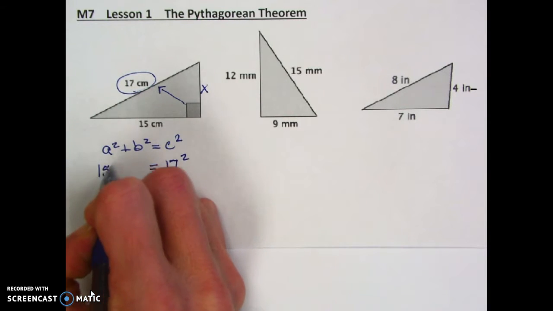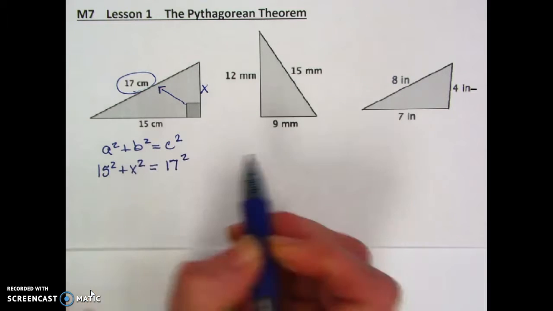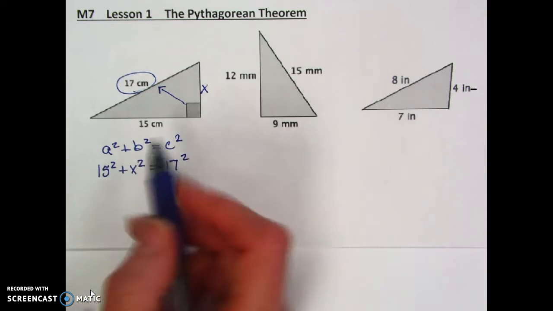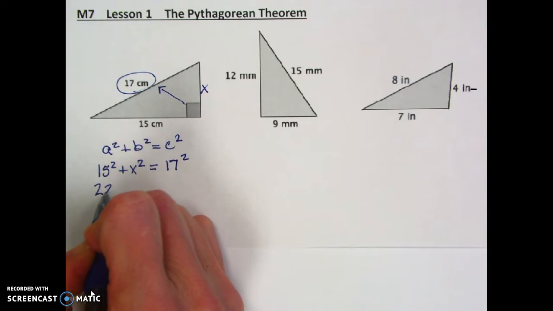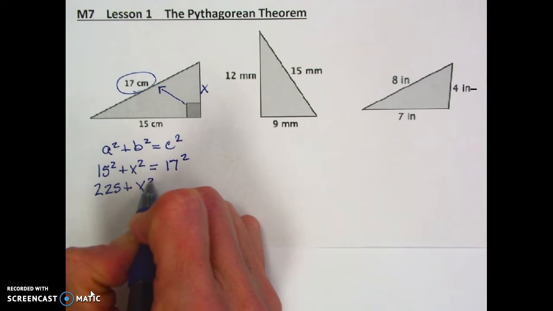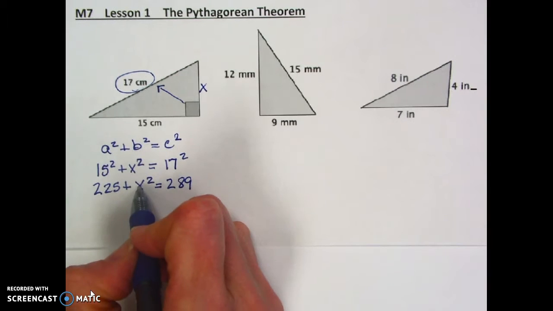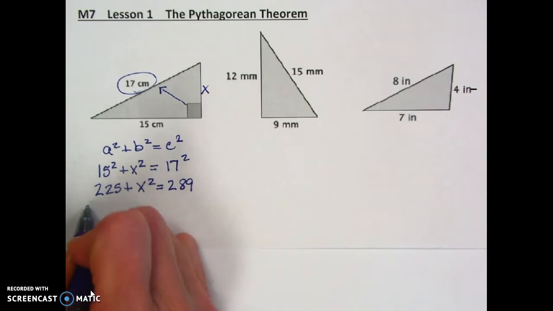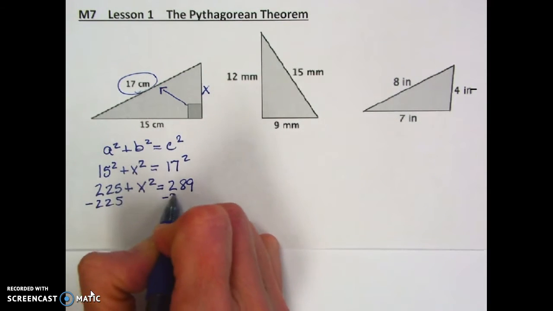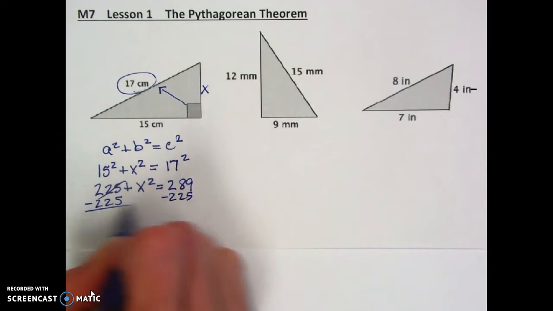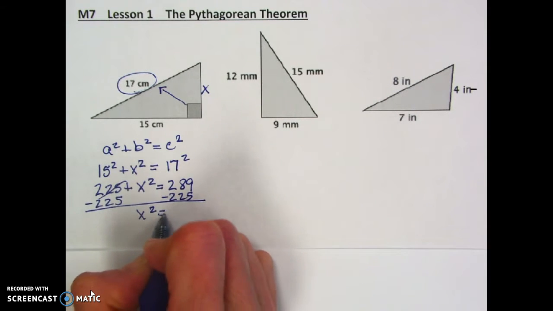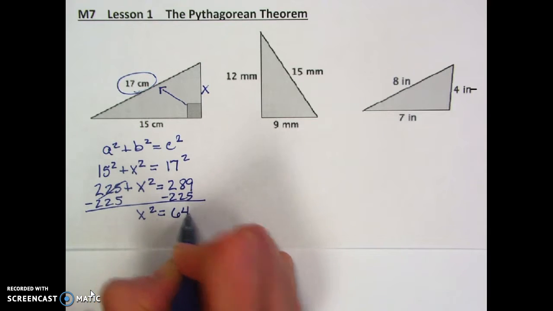So 15 and x can be interchanged. It doesn't matter which one's a and which one's b. 15 squared is 225. 17 squared is 289. Now, if I'm trying to solve this for x, I'm going to need to subtract 225 on both sides to start. So x squared equals 64.